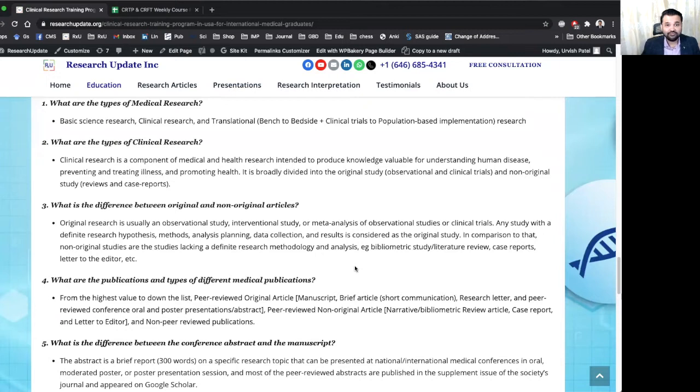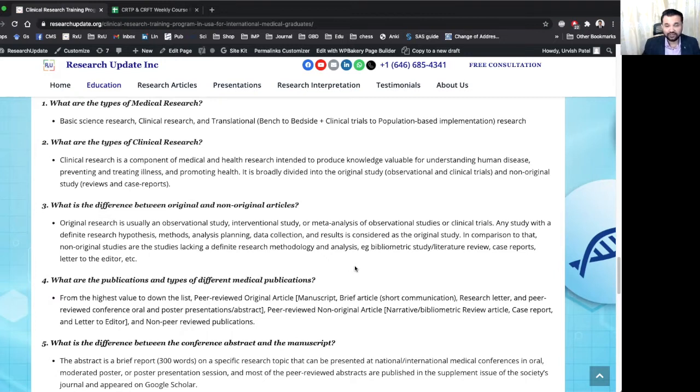Now it is most important for early career physicians to understand that publishing only non-original studies is not helpful at all. If you have 15 literature reviews or 10 literature reviews on your profile without any original study, that shows you are interested in research, but it is not going to prove that you have the specific research skill set which the residency and fellowship programs usually require.